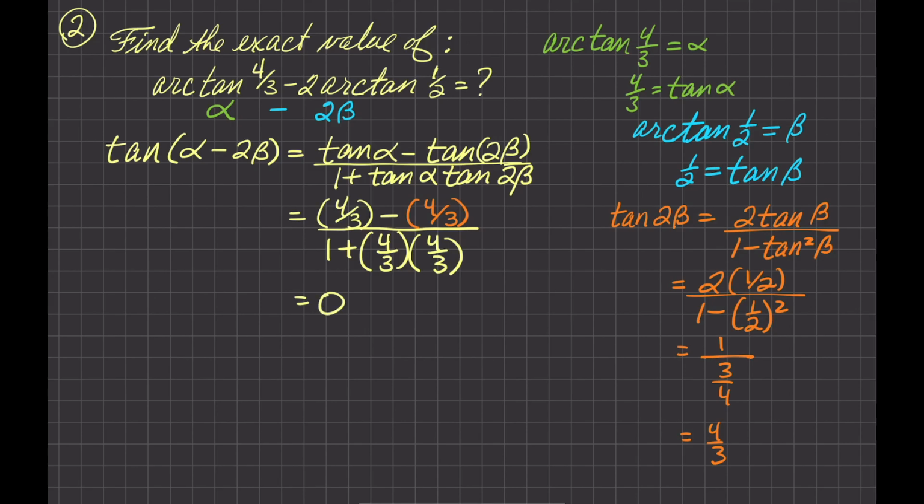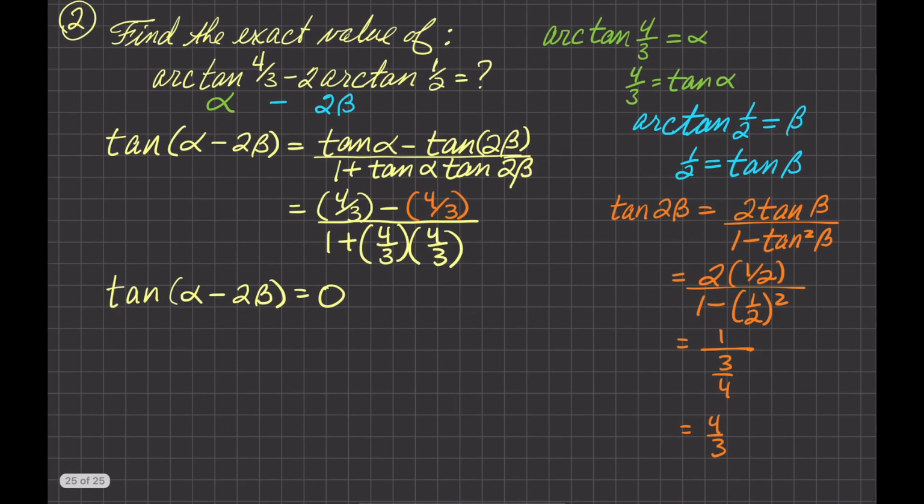So the tangent of alpha minus 2 beta is equal to 0. Now here's where we start to build back into that original expression where we're asked to evaluate arctan of 4/3 minus 2 times arctan of 1/2. We're going to take this function that we have now, tangent of alpha minus 2 beta equals 0, apply the inverse trig function to both sides, and we have alpha minus 2 beta is equal to arctan of 0.